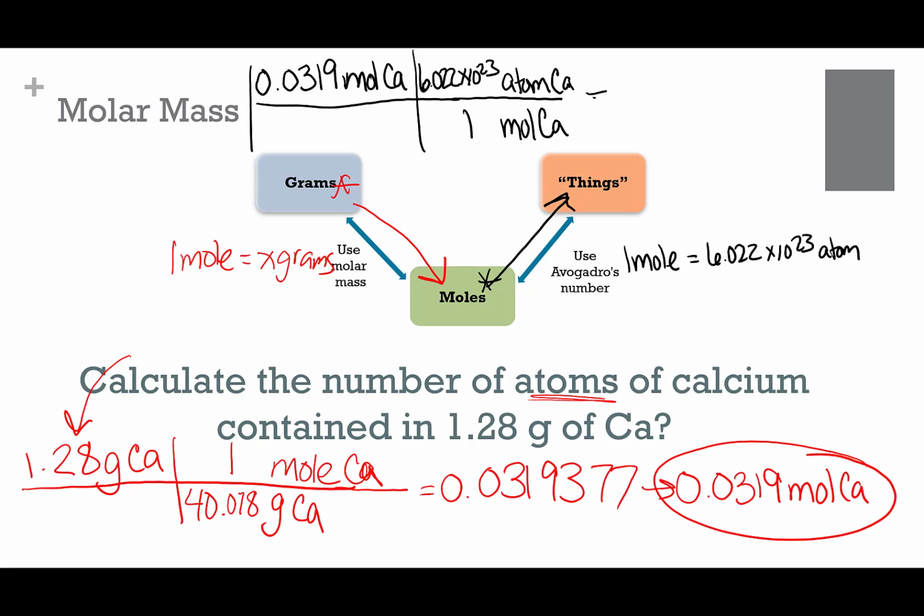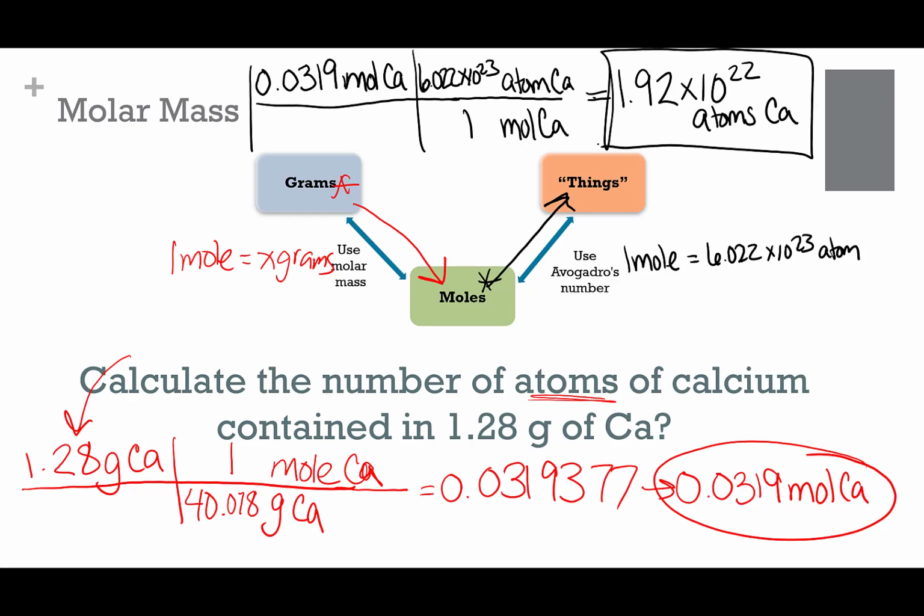Multiply across the top, divide by the bottom, so 0.0319 times 6.022 times 10 to the 23rd. And our answer to the correct number of significant figures, 1.92 times 10 to the 22nd atoms of calcium.